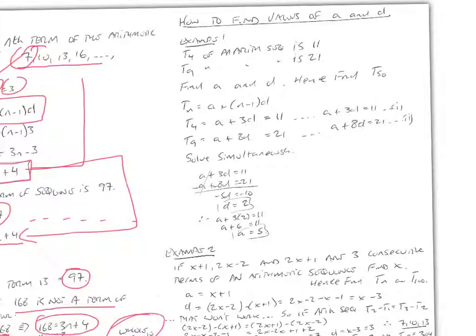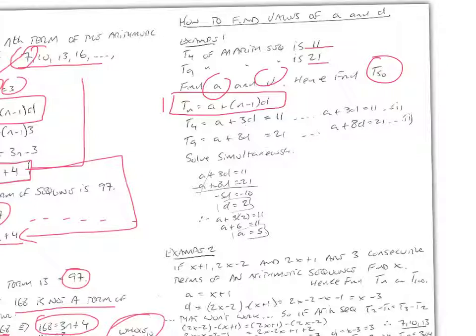Now, looking at arithmetic sequences in another way, how do we find the values of a and d? Let's say we're told that the fourth term of a sequence is 11 and the ninth term is 21. Find a and d, and then find T50. Well, we need to generate some simultaneous equations. We have the formula Tn is equal to a plus n minus 1 by d.